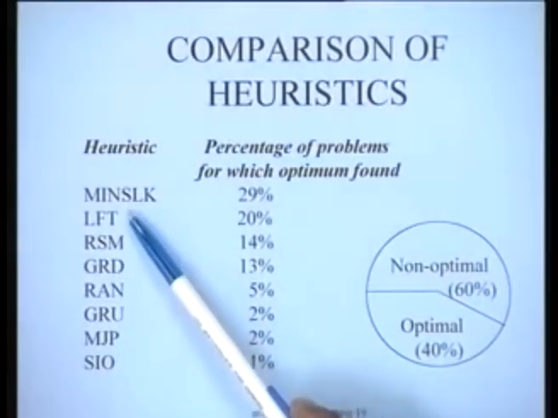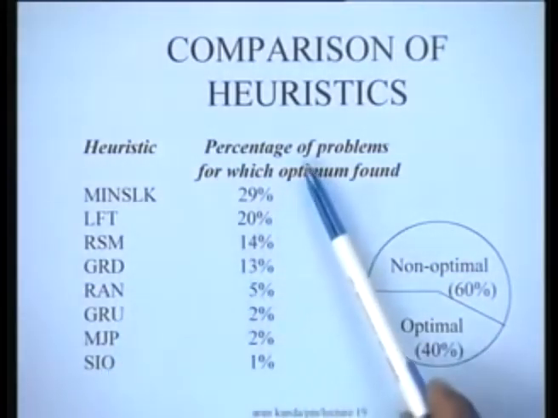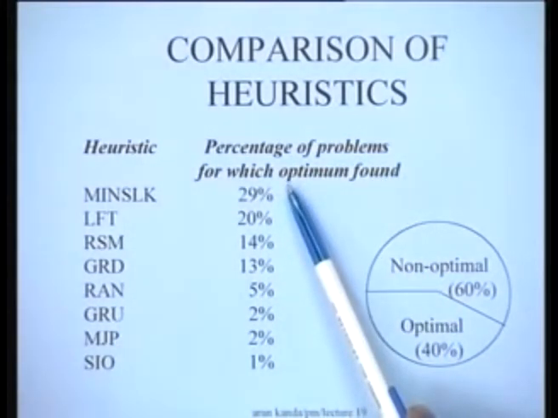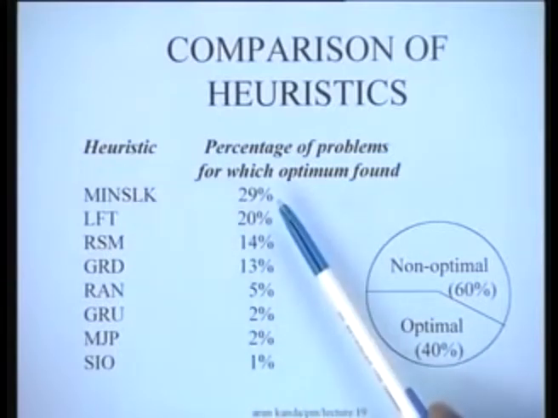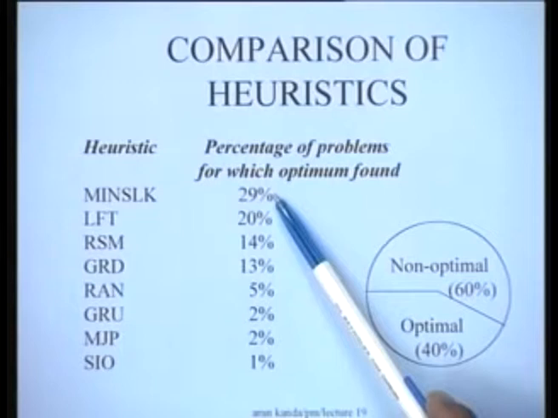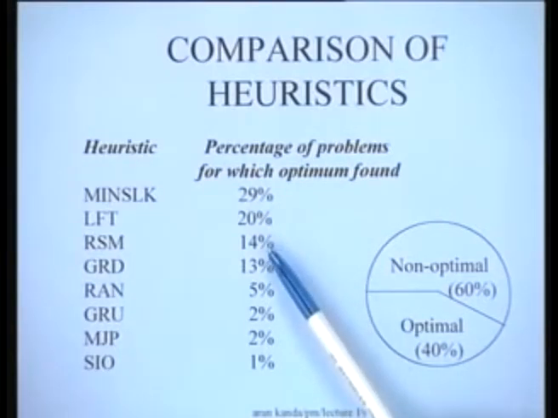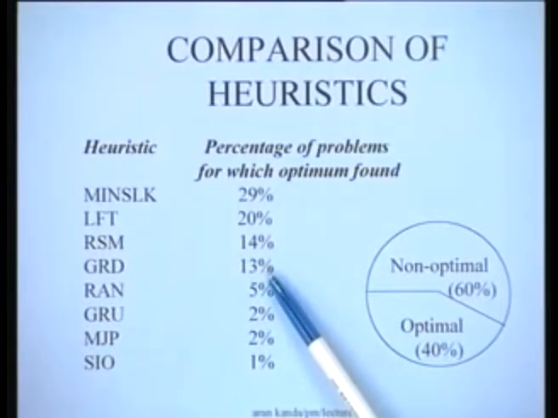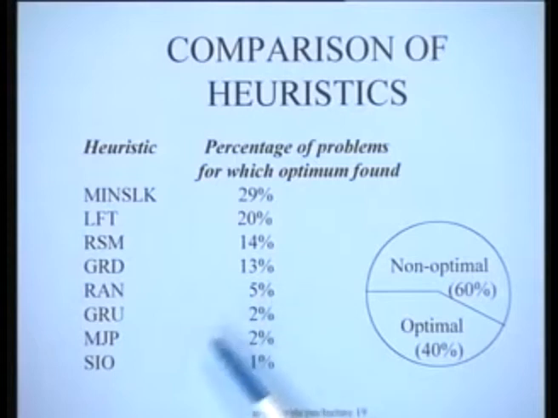So, in one particular study, these 8 heuristics were compared, and it is interesting to see the results that were obtained. If we look at these 8 heuristics, we find that this is an ordering of the heuristics in terms of the percentage of problems for which the optimum was found. It was found that the min slack heuristic for that set of problems led to an optimum in 29% of the cases, LFT in 20% cases, RSM in 14% cases, GRD, greatest resource demanded, in 13%, random in only 5%, greatest resource utilization in only 2%, most jobs possible in 2%, and shortest imminent operation was in fact only 1%, which was the worst performance as far as this was concerned.